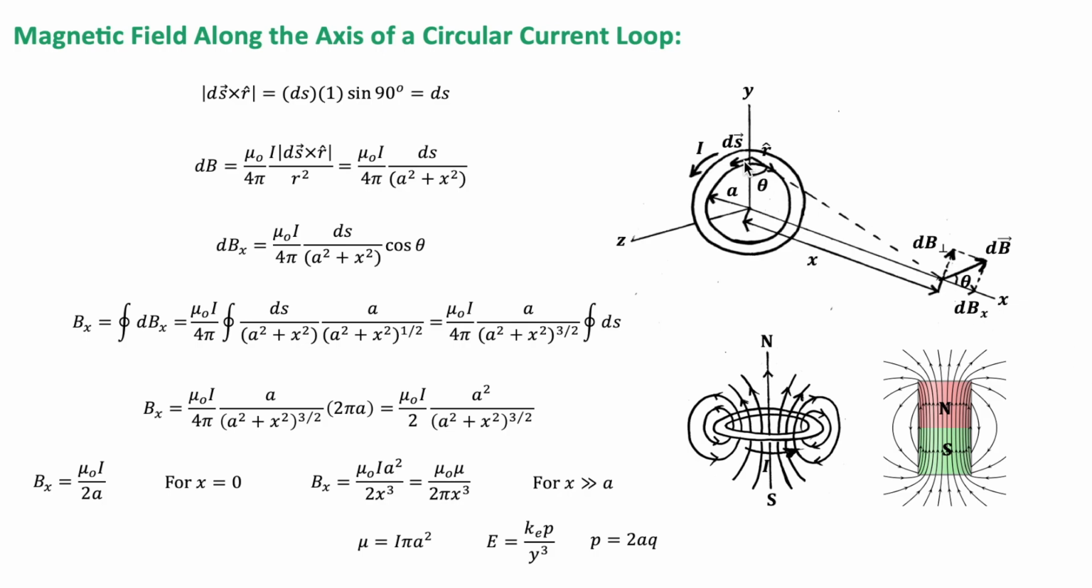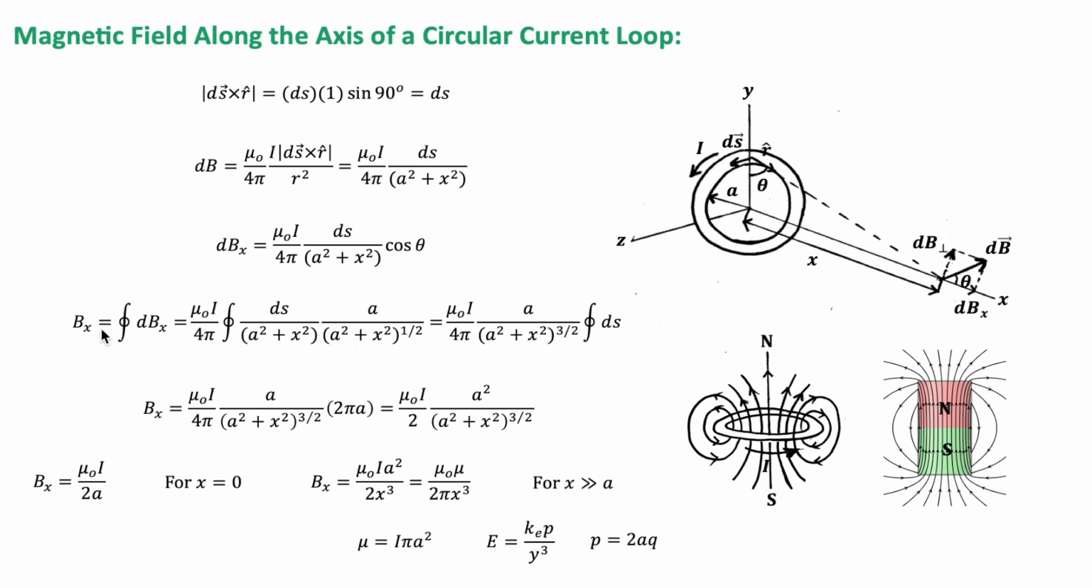So you can see from here that ds is perpendicular to the unit vector r, and so |ds × r| is equal to ds times 1 times sine 90, which is equal to ds. And so dB is equal to μ0 I |ds × r| over 4π r². This is equal to ds, and r² is equal to a² plus x². The x component of dB is equal to dB times cosine θ, and cosine θ is equal to a over r, and r is equal to the square root of a² plus x², okay?